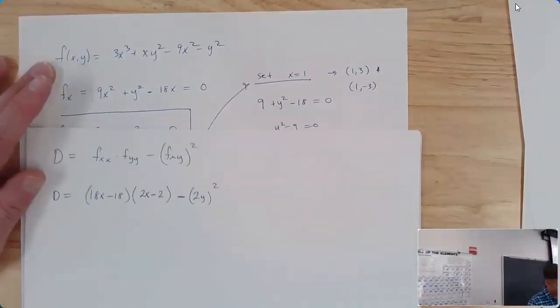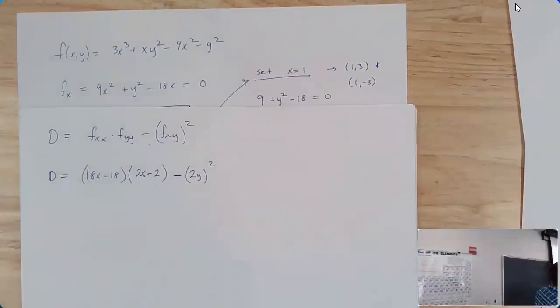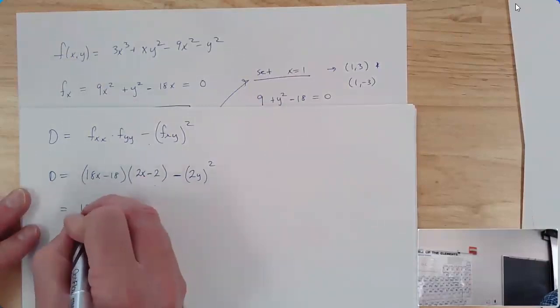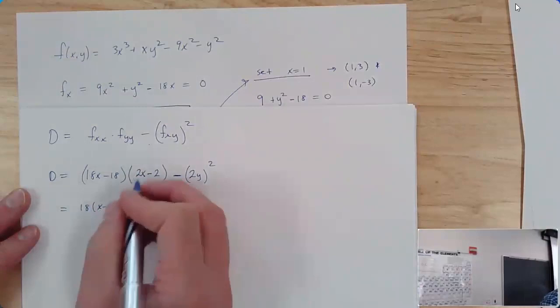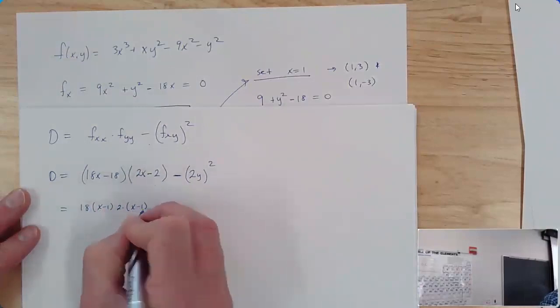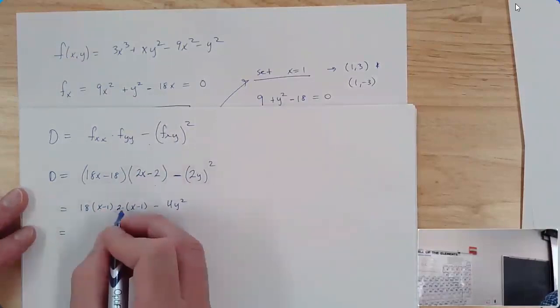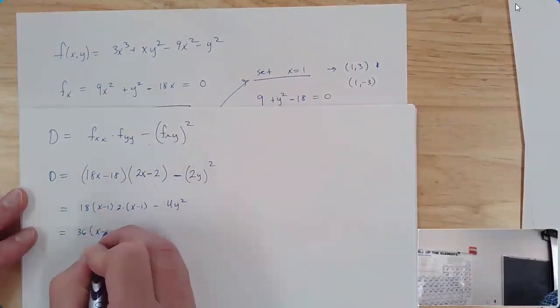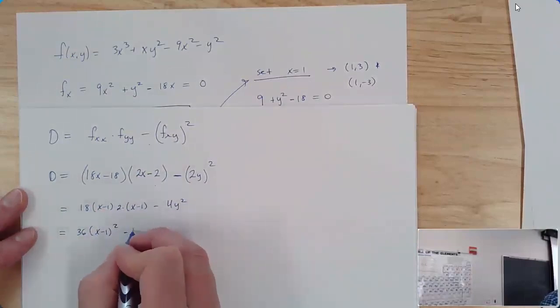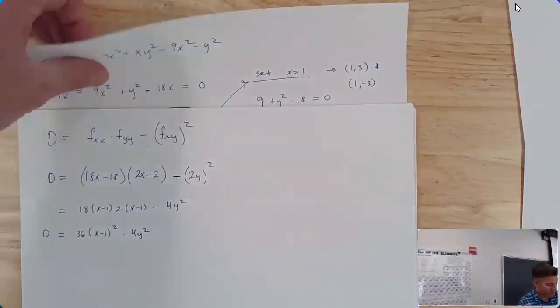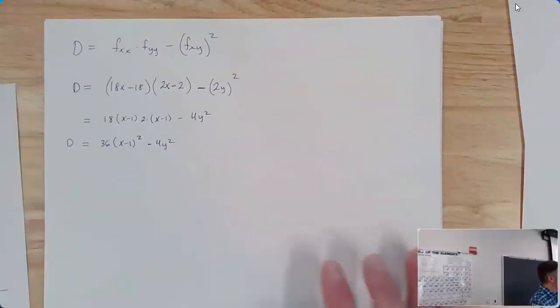Okay, and I don't really think we want to simplify this, but here's what you might do if you want to make it a little easier to calculate. You might rewrite this. I might factor out the 18 from here, leaving an x minus 1. I might also factor out the 2 from here, also leaving an x minus 1. That was kind of a coincidence. So I might rewrite this as 18 times 2, which is 36, times x minus 1 squared, minus 4y squared. That's just going to make it easier to plug in my various values, but again, not really necessary. Also, it's not super necessary to actually find the value of this. You just have to be able to tell if it's positive or negative.